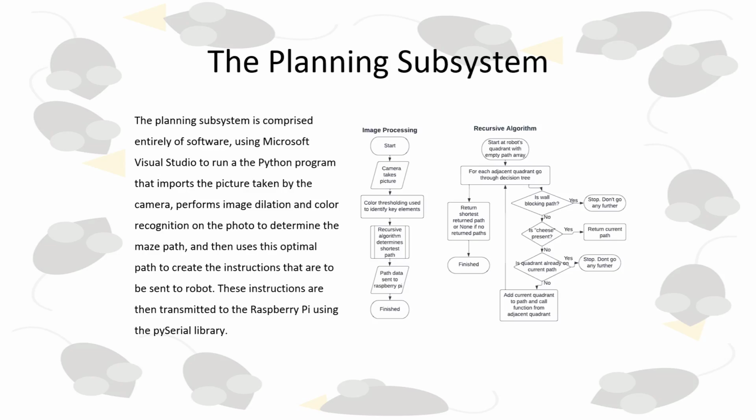The planning subsystem is an entirely software-based subsystem that uses the image processing data picked up by the vision subsystem to run a recursive algorithm on the current maze iteration and determine the shortest path from the robot to the cheese. This path is then transferred to the Raspberry Pi using a Bluetooth connection in the Pi serial library.